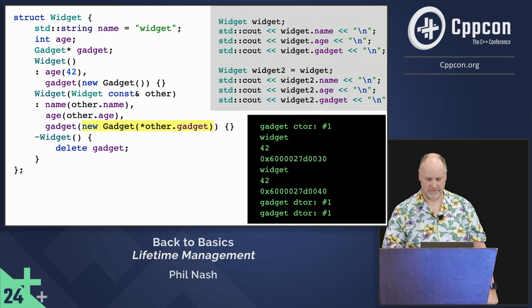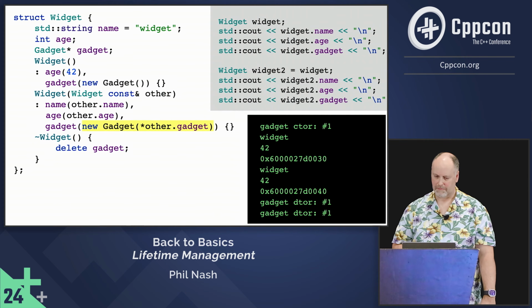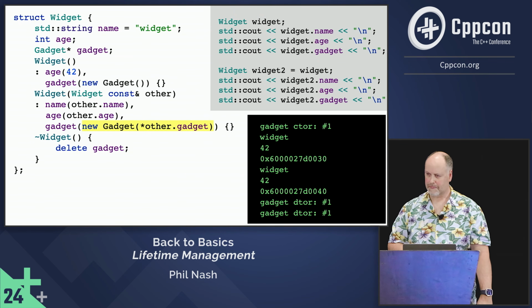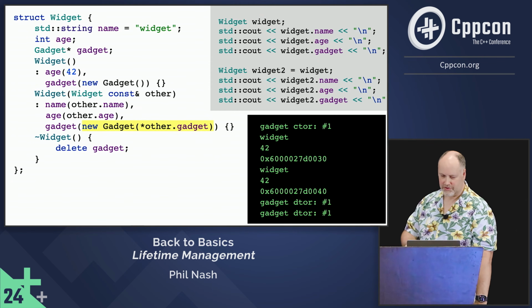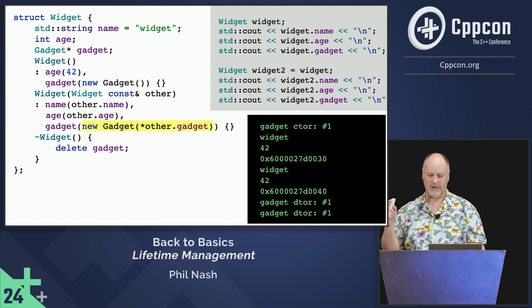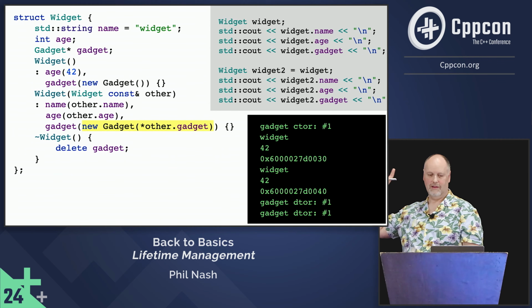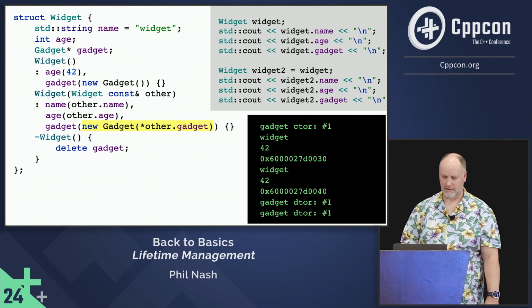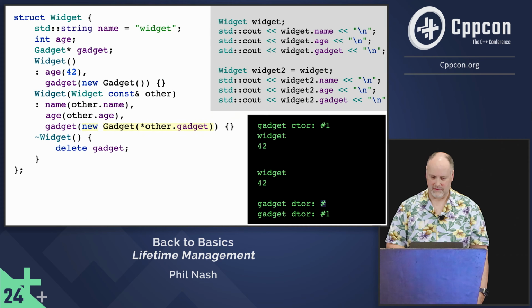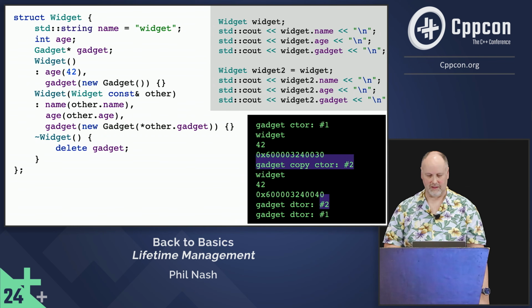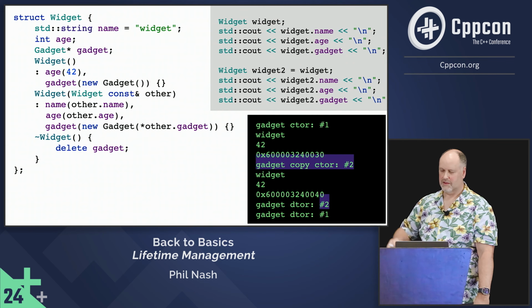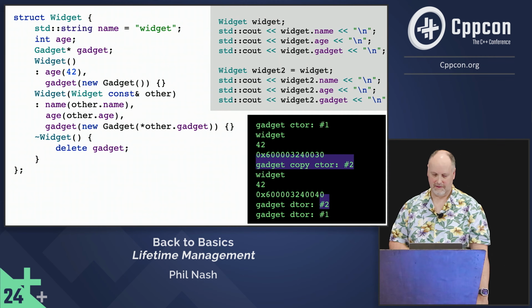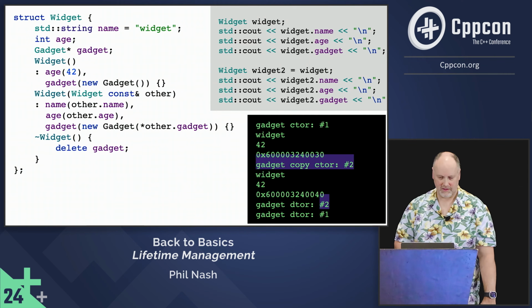And that seems to work. But we've only got one gadget constructor in the log, and that's because we didn't implement a copy constructor on the gadget. So it's still using the compiler-generated one. So we can fix that, and I won't actually show the code, but now we get that printed out as well. So they add up. We've got two constructors and two destructors. So far, so good.